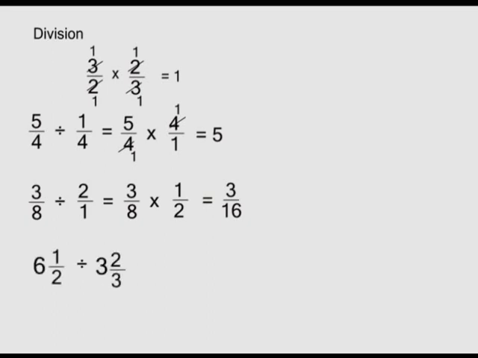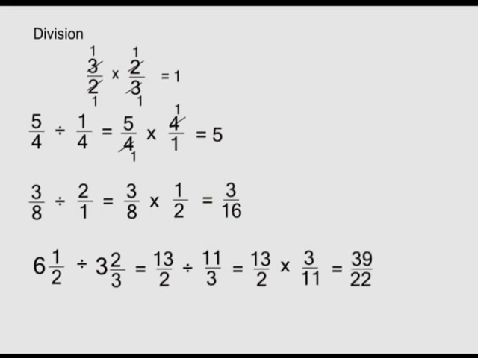6 and 1 over 2 divided by 3 and 2 over 3. We change them first into improper fractions. 13 over 2 divided by 11 over 3. Reciprocal of 11 over 3 is 3 over 11. So 13 over 2 times 3 over 11 will give us 39 over 22.